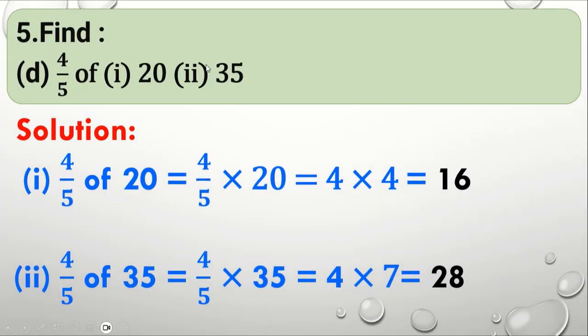4 upon 5 of 20 and 35. So 4 upon 5 of 20. So 5 ones are 5, 5 fours are 20, so 4 fours are 16. 4 upon 5 of 35. So 5 ones are 5, 5 sevens are 35. So 7 into 4 is 28.